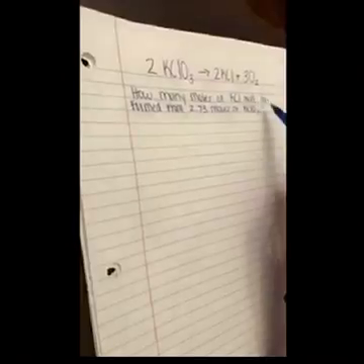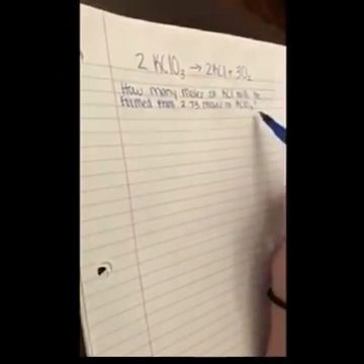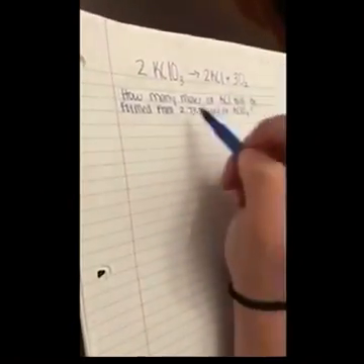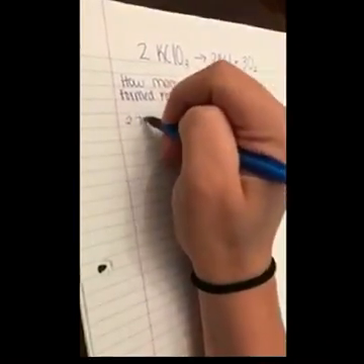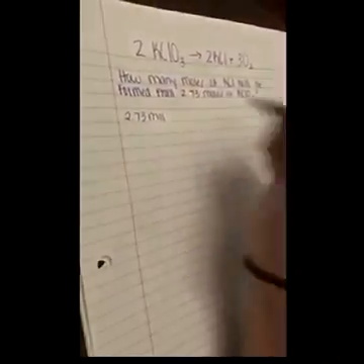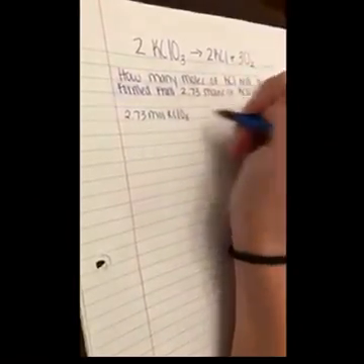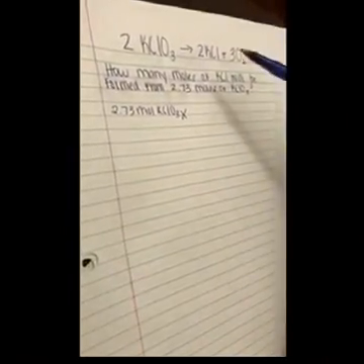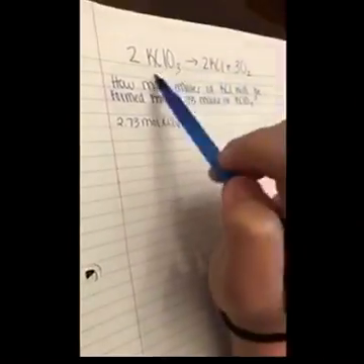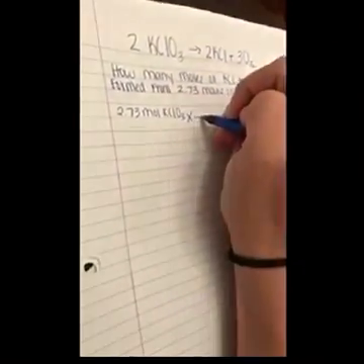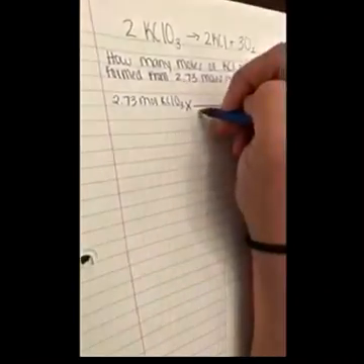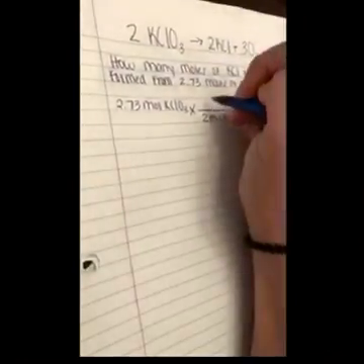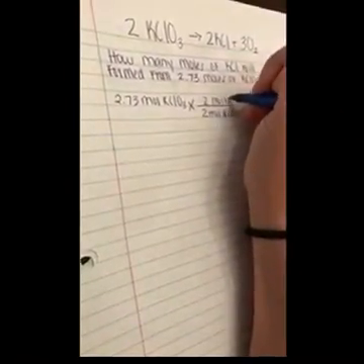How many moles of KCl will be formed from 2.73 moles of KClO3? Well, the first thing you have to do is use the number that is given. The number that is given is 2.73 moles of KClO3. Then you multiply it by how many moles of KCl and KClO3 there are. So there is 2 mole KClO3 and there is 2 mole KCl.